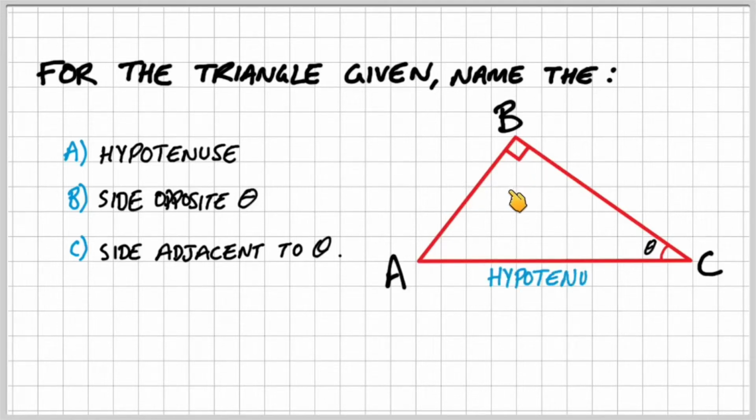Okay, so the side opposite the right angle is obviously my hypotenuse. That's the longest side of the triangle. Since theta is here, then the side opposite theta would be my opposite, and the side next to theta is my adjacent. So hopefully that's how you labeled your diagram.